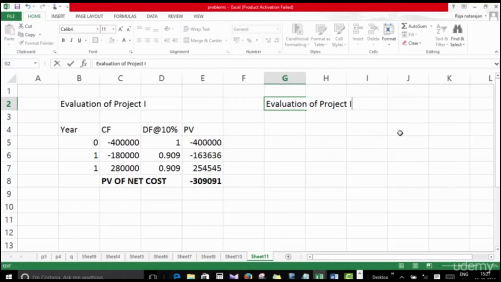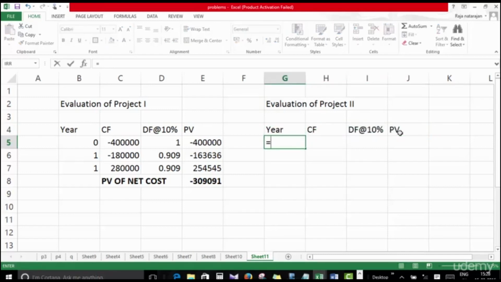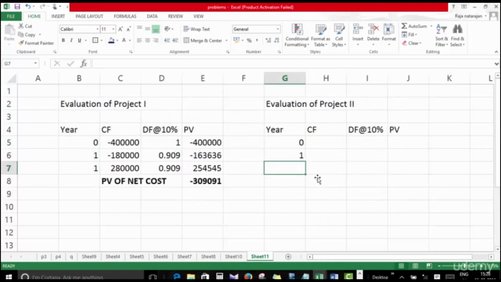Let me copy paste the evaluation and change it to project 2. We need all the information here: cash flow, discount factor, and PV. Here it is going to be the same 0, 1, but we are not going to dispose of the asset at the end of year 1; rather we are going to dispose of it at the end of year 2. That's why I'm calling it project 2. The disposal resale is going to happen at the end of year 2. So in year 2 you will have some operating costs and you will be disposing. Let's capture the cash flows.